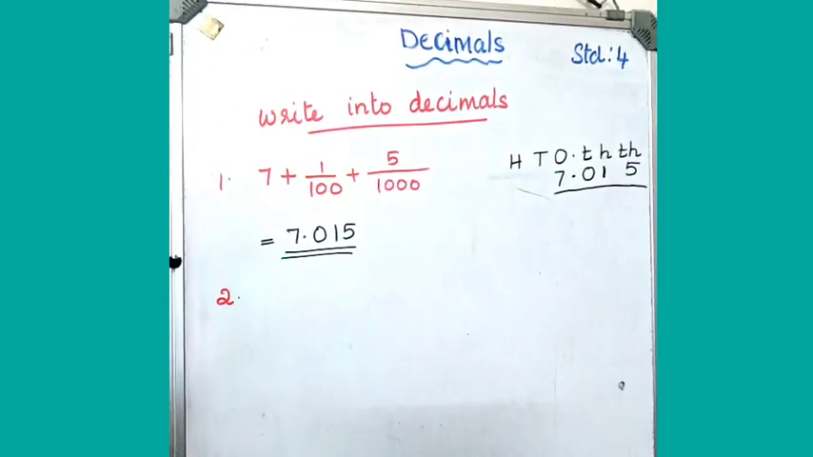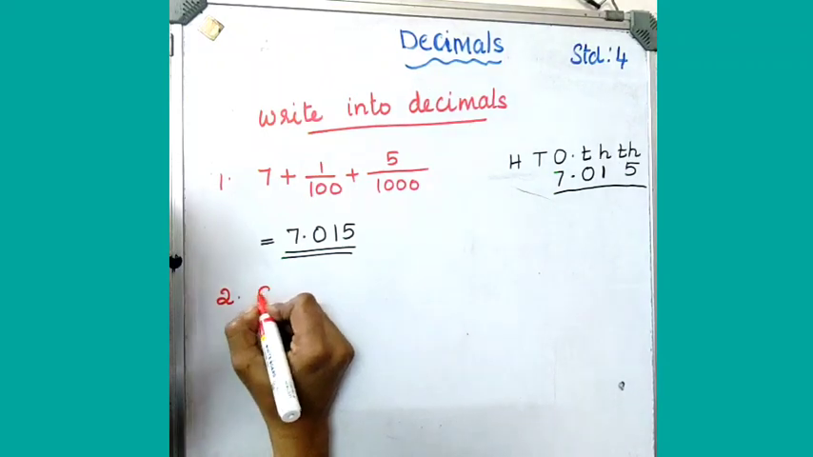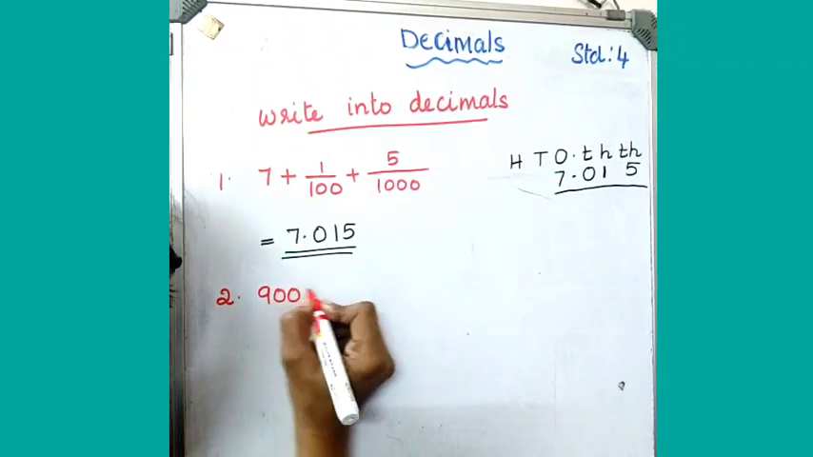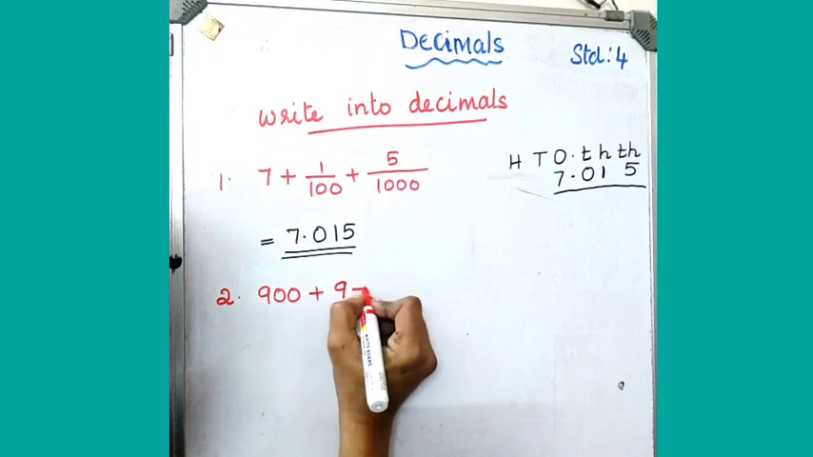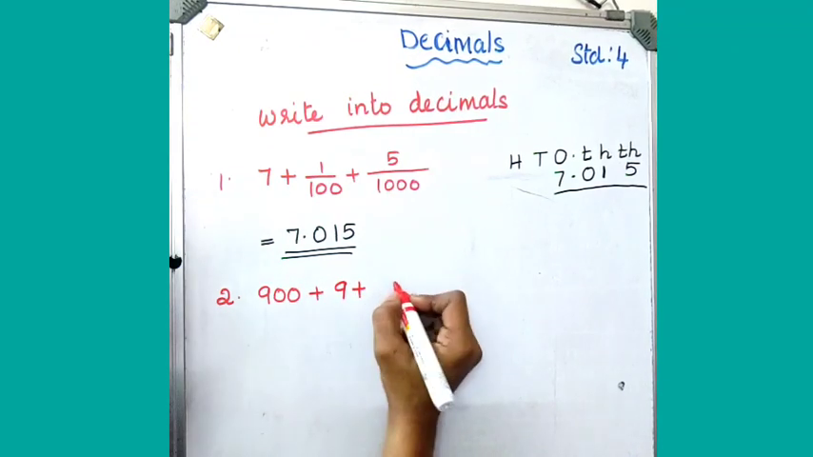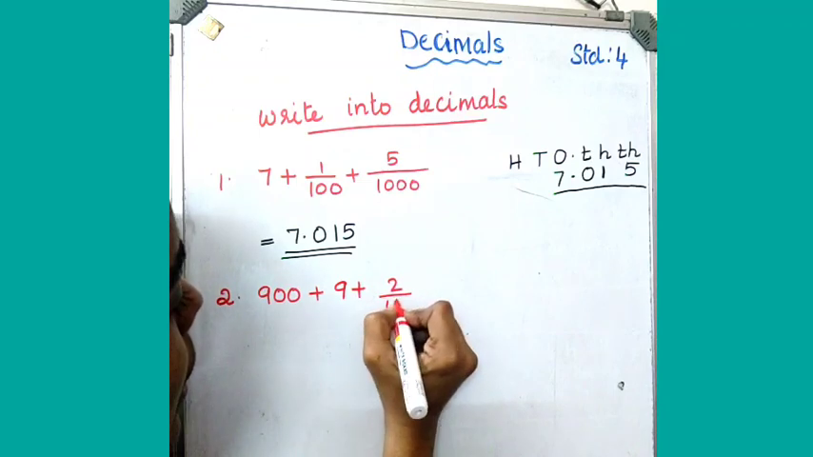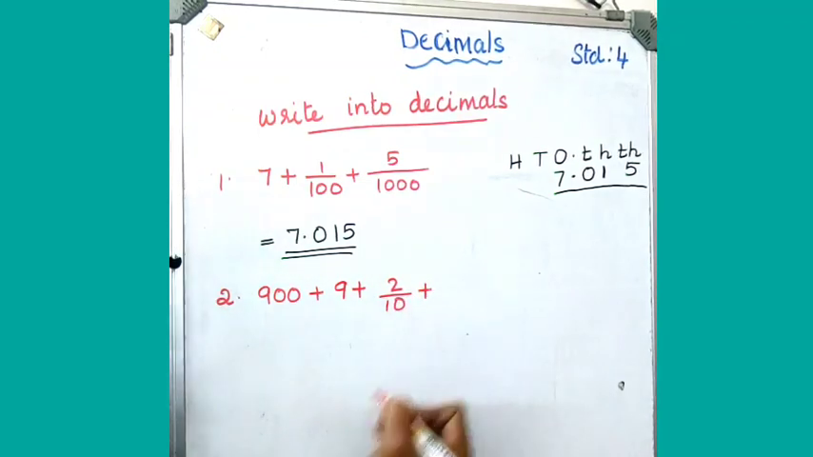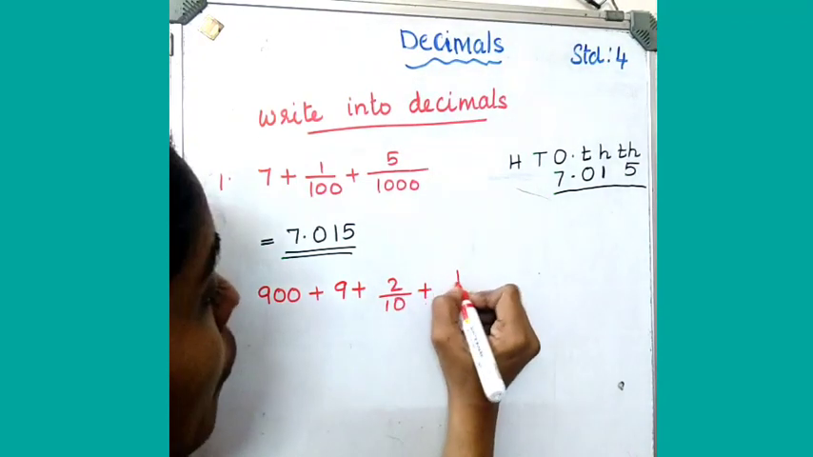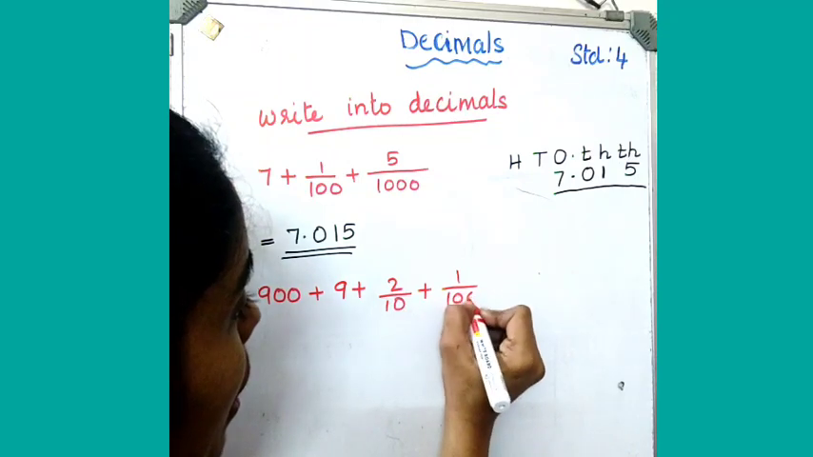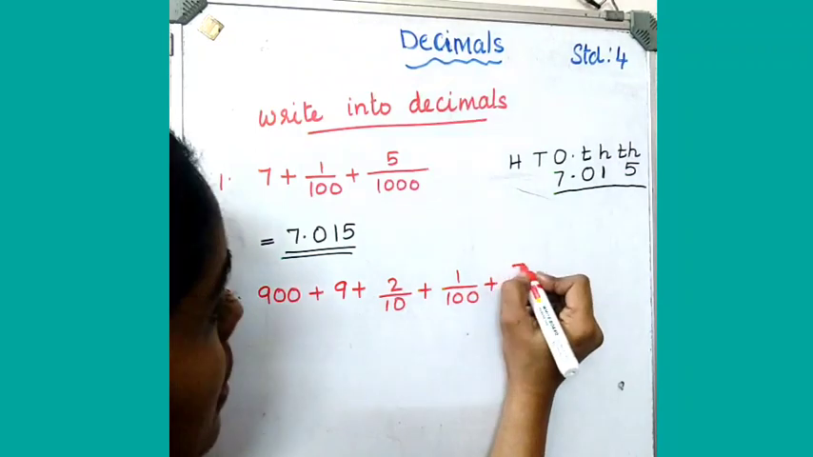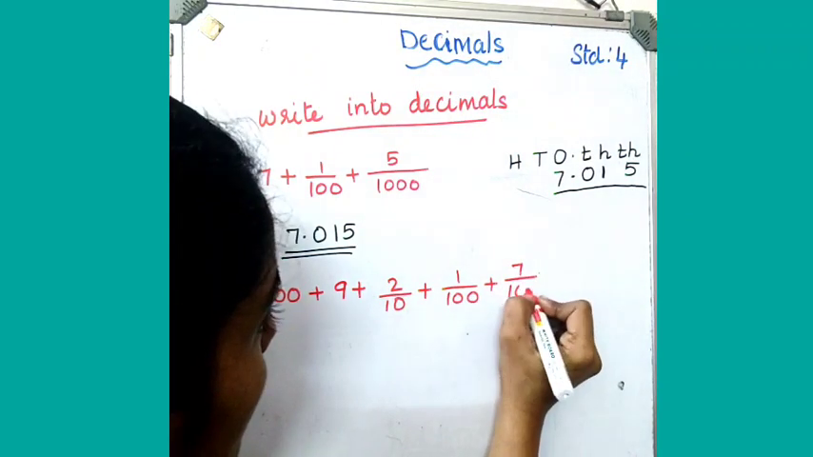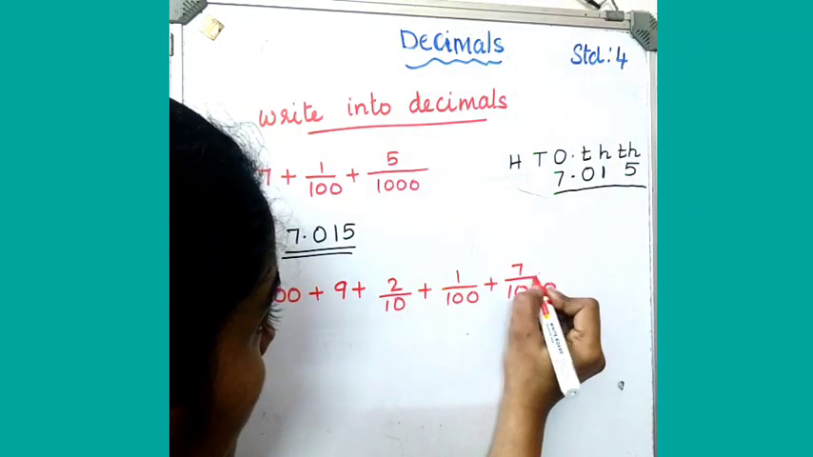This is the way you get the answer. Then look at the second question: 900 plus 9 plus 2 by 10 plus 1 by 100 plus 7 by 1000.